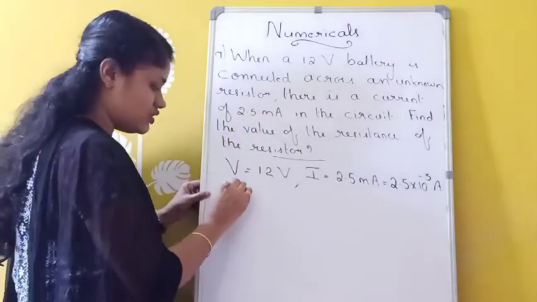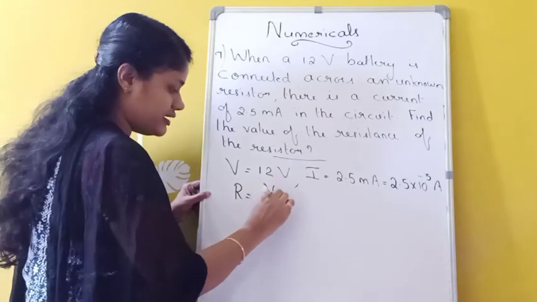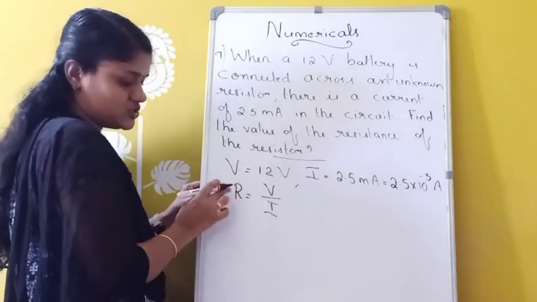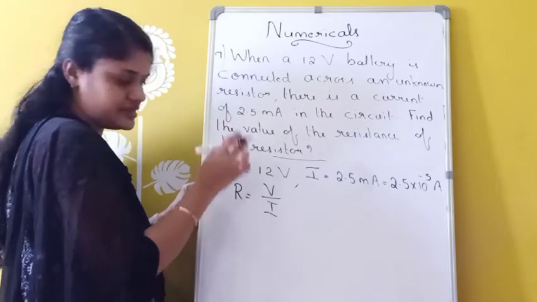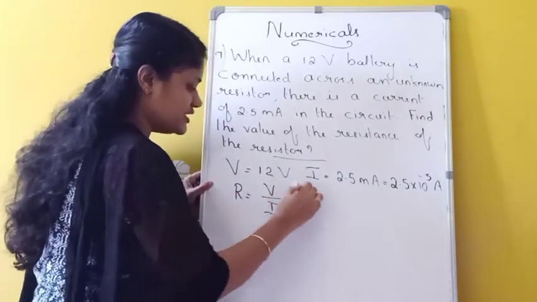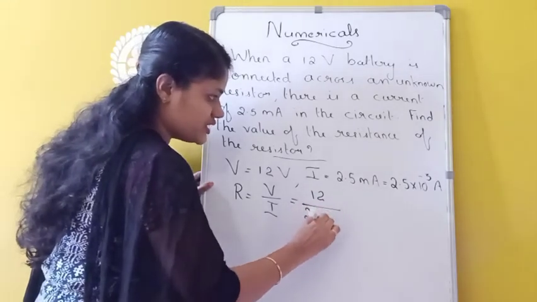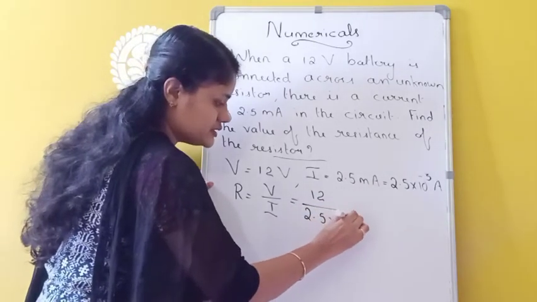Okay. Now what we have to find out? Resistance. So resistance formula R equals V by I. That is from Ohm's law, V equals I into R. So from that R equals V by I. That is equivalent to V is how much here? 12, divided by current, 2.5 into 10 raised to minus 3.